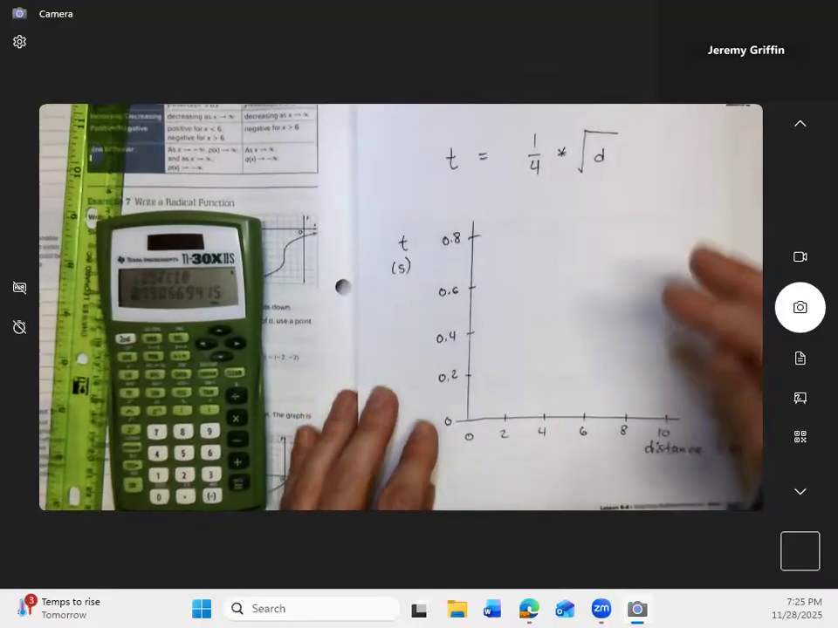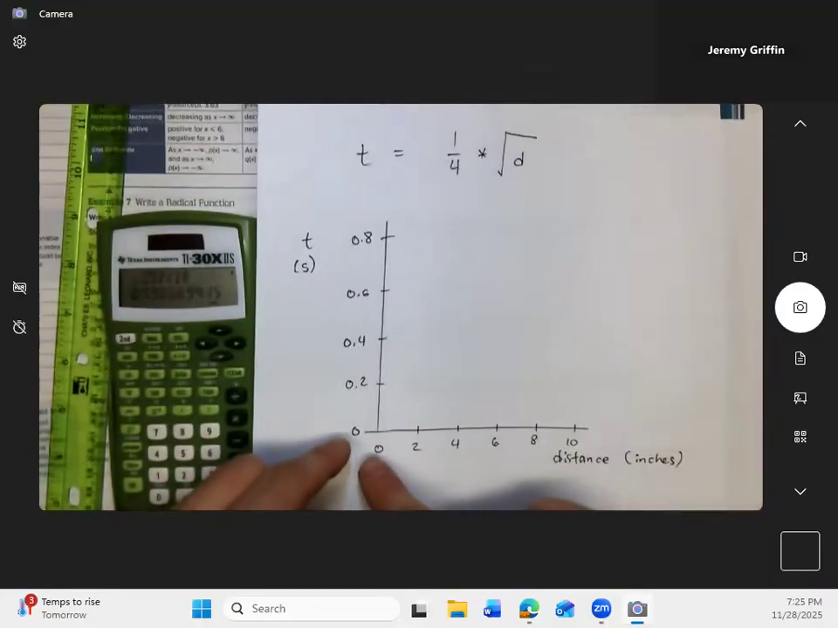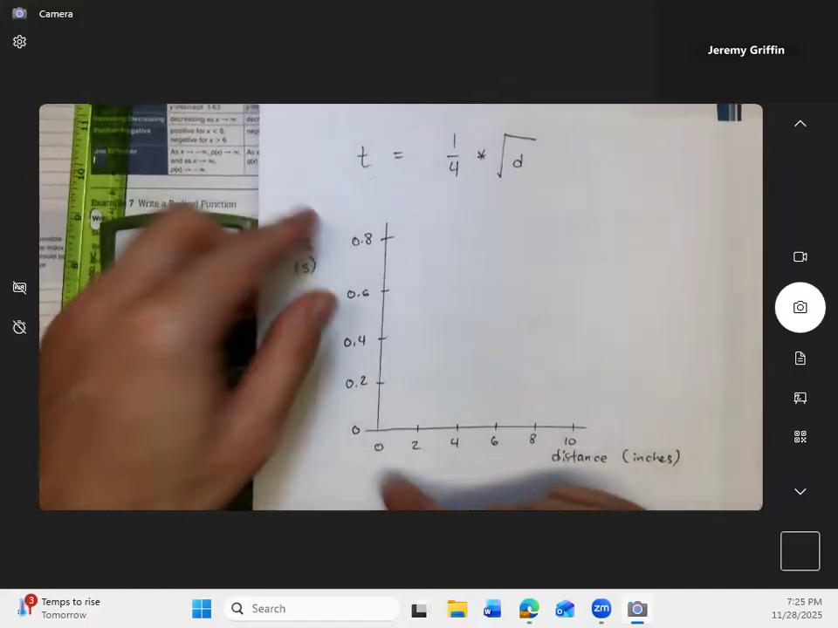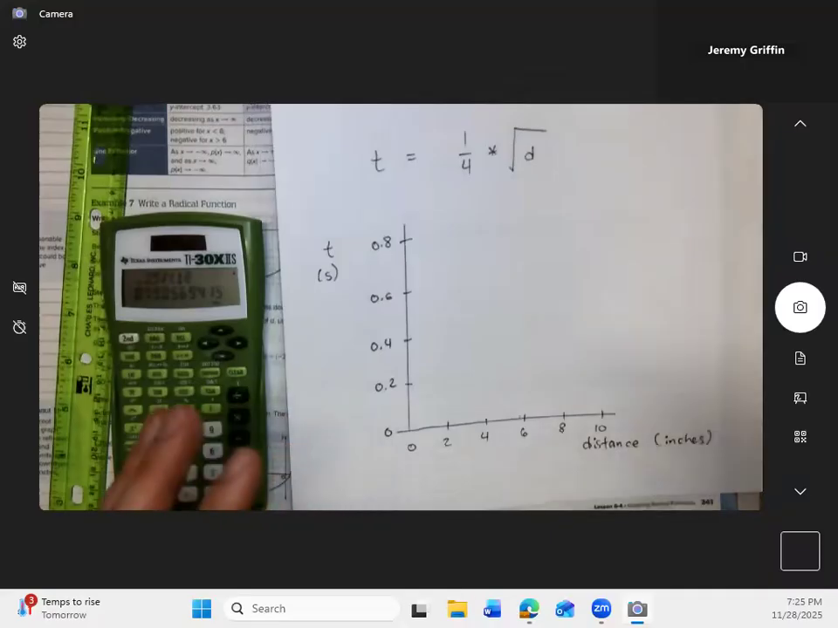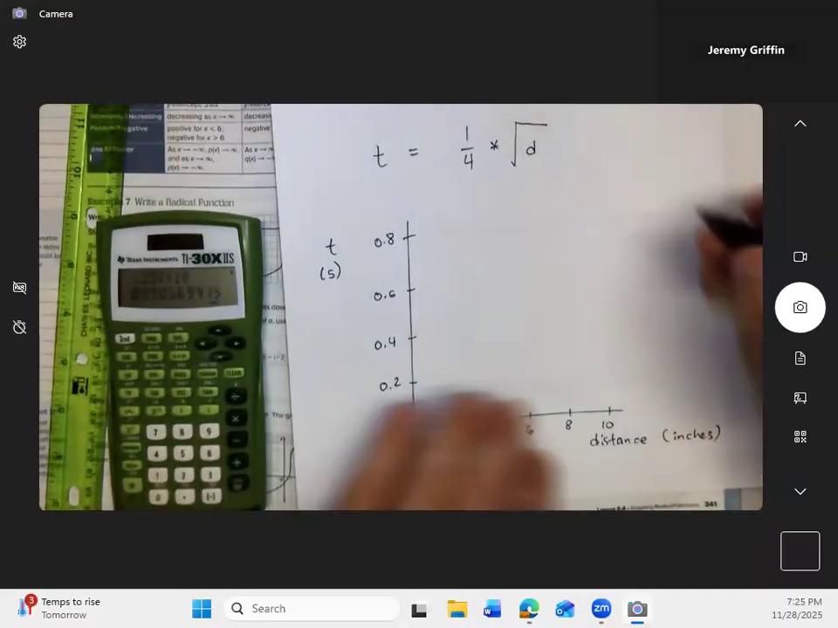Again, notice that here, I really want to emphasize this. Notice how both my axes start at 0, so 0, 0, and are scaled linearly. So for distance, 0, 2, 4, 6, 8, 10, and for time, 0.2, 0.4, 0.6, 0.8. So that when I plot the points, it actually should create a square root curve. Let's see if it does.